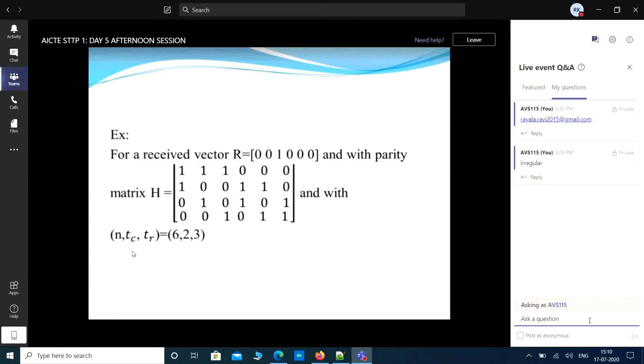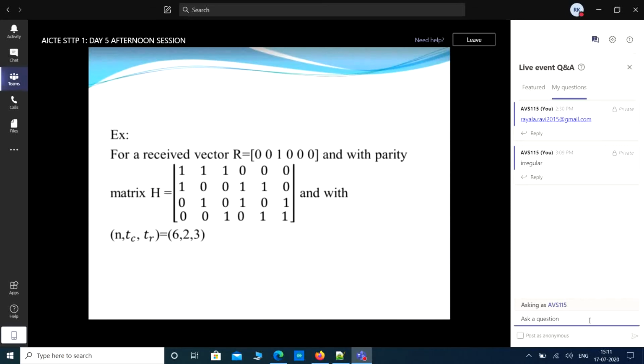So n comma tc comma tr. Here n is equal to the length of the code word. What is the length of this code word? Counting 1, 2, 3, 4, 5, 6, n is equal to 6. And tc is the number of ones in each column, which is 2. And tr is the number of ones in each row, which is 3. So (6, 2, 3) is the given regular LDPC code parity check matrix.